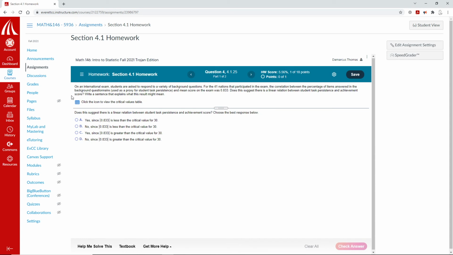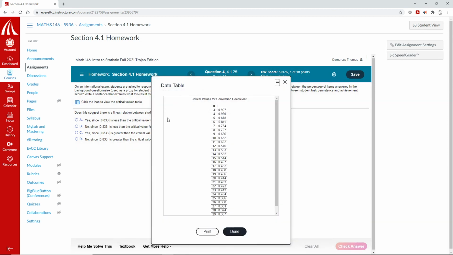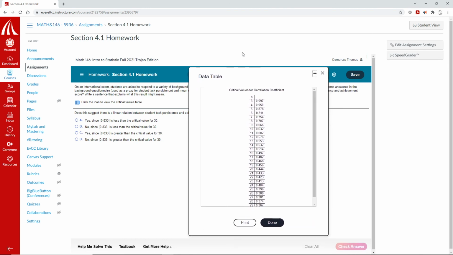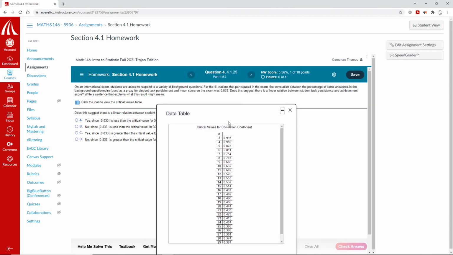Here it says, does this suggest a linear relationship between these exists? Write a sentence that explains. Let's look at the data values there. Okay, so this is based on how you would use that table that they were referring to.